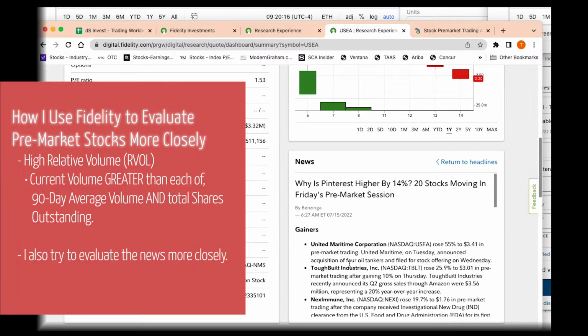I like to see something like, for example, if we go down below to TBLT, we see that they're up 25.9%. Fast forwarding through this, we see that they recently announced Q2 gross sales through Amazon were 3.56 million, representing a 20% year-over-year increase. That is a massive piece of news that I like, because it means that they have made more money. So from a fundamental perspective, people will be interested in buying, perhaps for the long term, if not certainly for the short term, because this is clearly positive. So I actually will look at that as well.